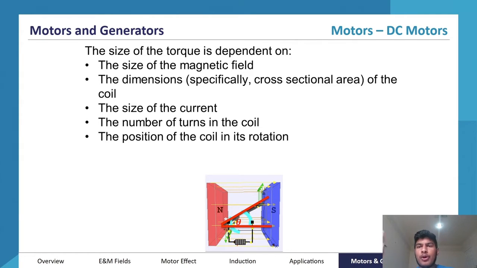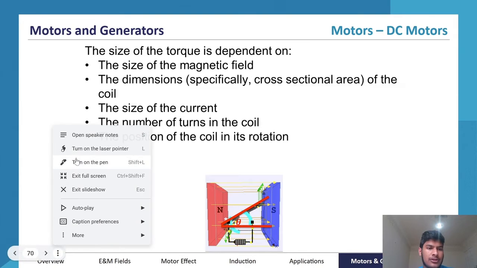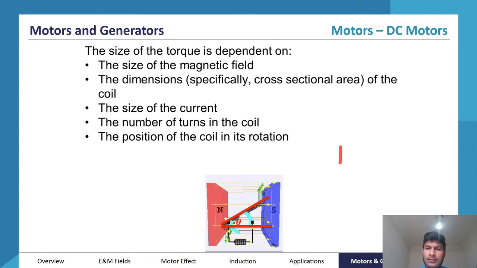And just by the motor effect, the dimensions, specifically the cross-sectional area of the coil, are important. And why is that important? Well, firstly, if we have a longer length of the coil within the magnetic field, we're going to have a greater force just by the motor effect. But the reason that the entire area is important is because if we draw the coil quickly, this is a top view of the coil.